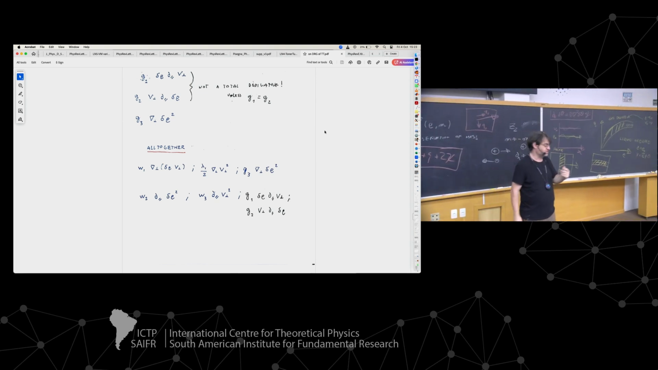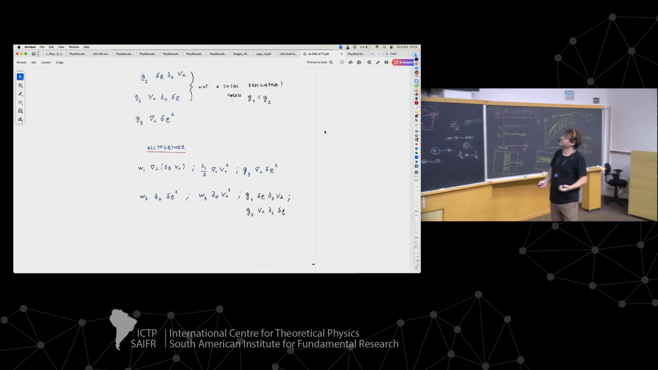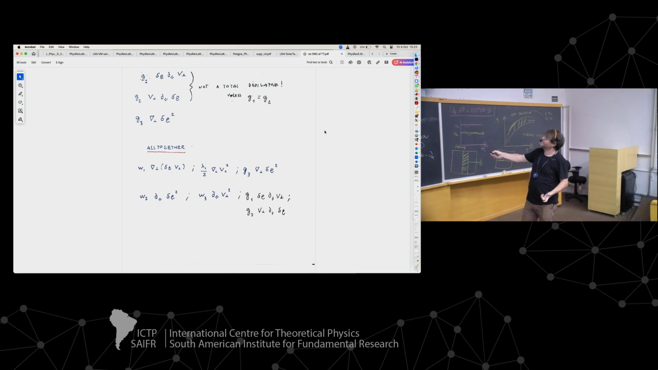And so you go and look at your equation. These are all the nonlinearities you find. And you discover that this is a total derivative of something. This is a total derivative. This is a total derivative. This is a total derivative. This is a total derivative.